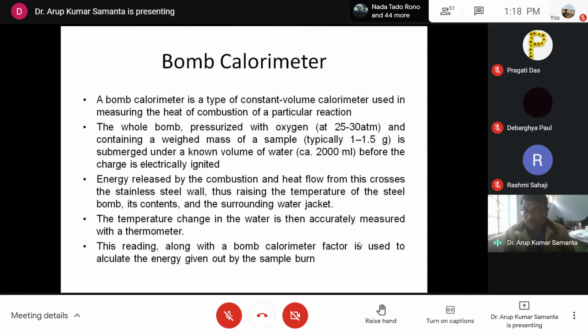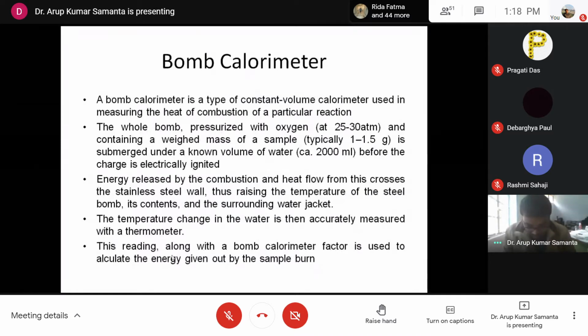Around 2 liters of water is put in that particular bomb calorimeter before the charge is electrically ignited. If energy is released by the combustion and heat flows across the stainless steel wall, thus raising the temperature of the steel bomb it contains and the surrounding water jacket, the temperature change in the water is then measured with a thermometer.